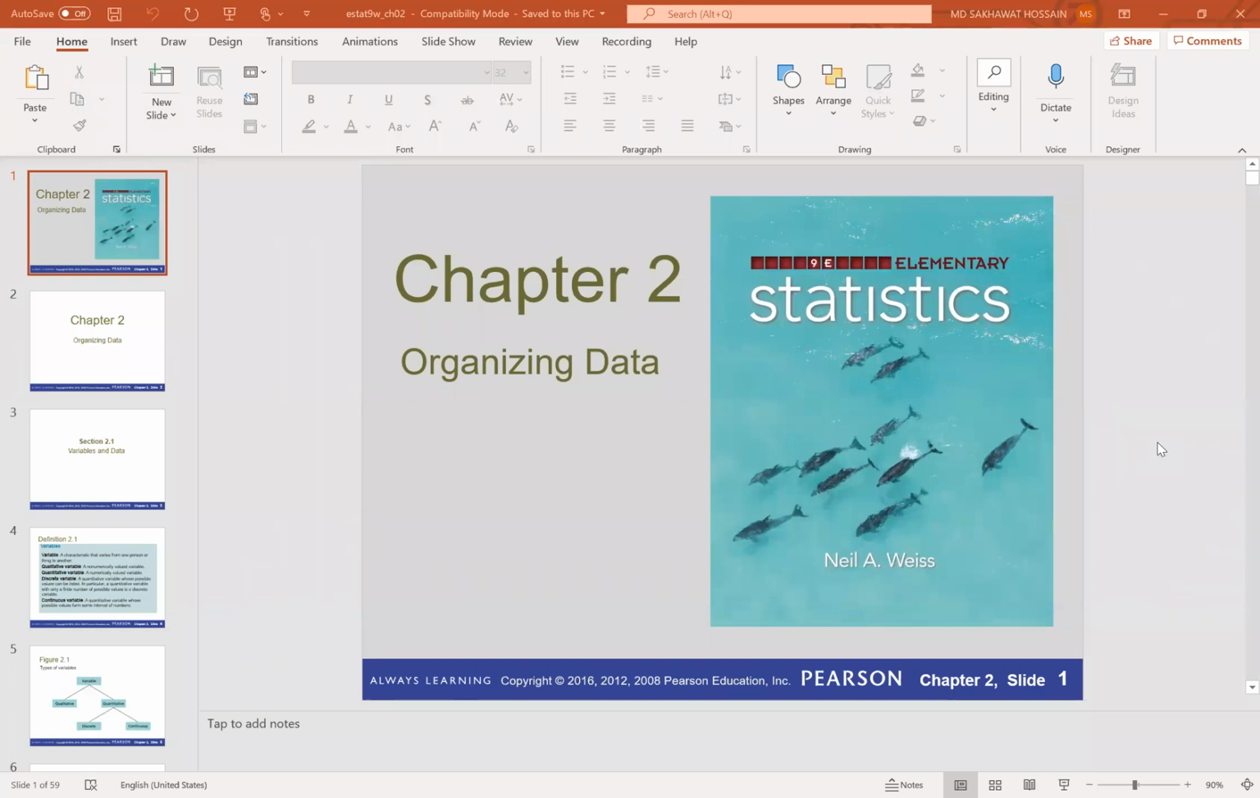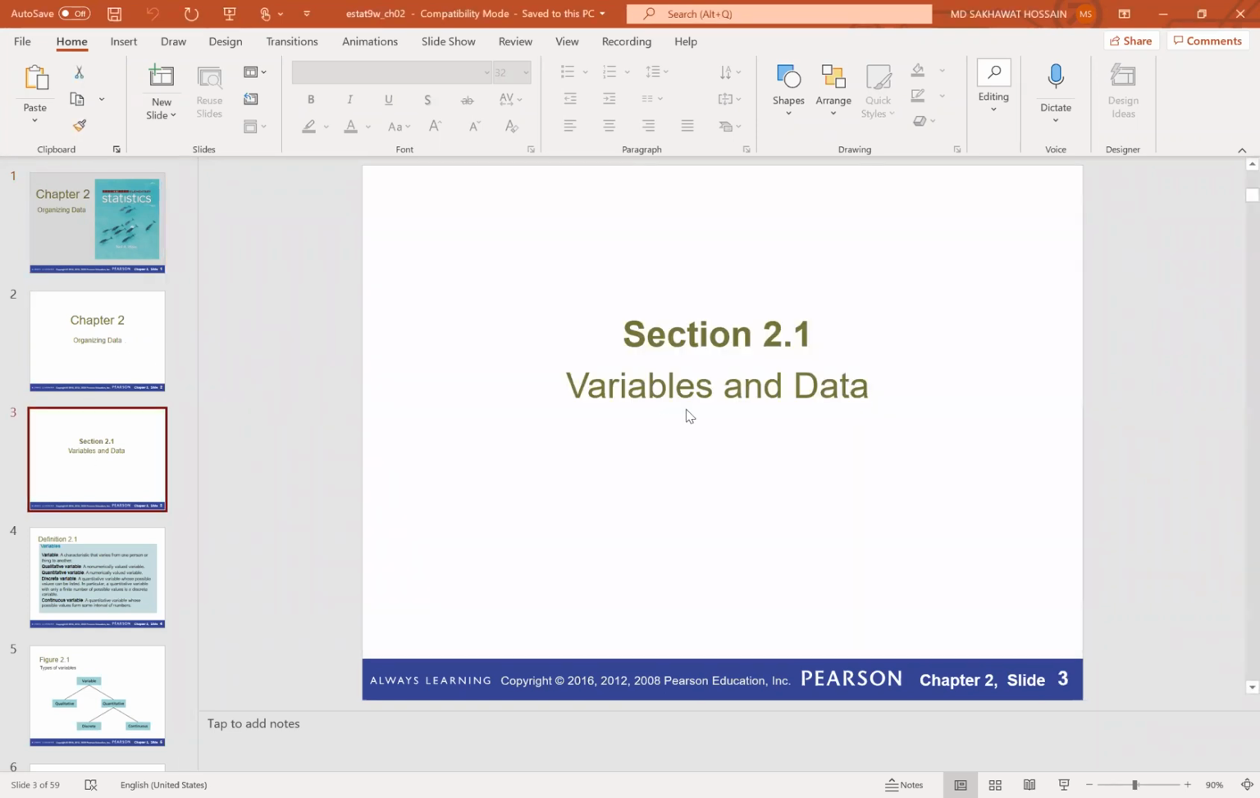After collecting data, the next task is organizing the data. So in today's class, we'll learn how we can organize our data. In section 2.1, we'll discuss different types of variables and data.